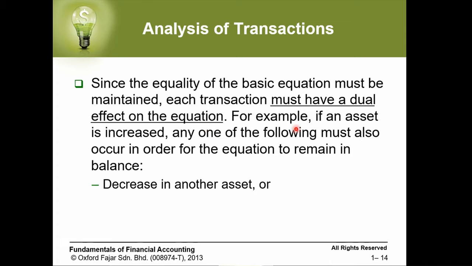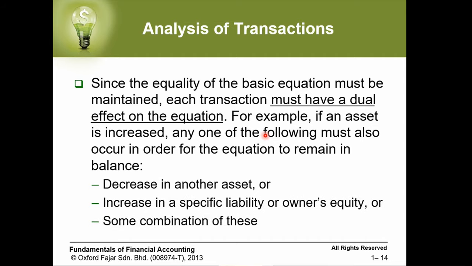So for example, if an asset is increased, any one of the following must also occur in order for the equation to remain the same. I already asked about it last class, if you remember. Either a decrease in another asset, which is plus and minus on the same side, or an increase in a specific liability or owner's equity, which is an increase on the other side, or a combination of those.